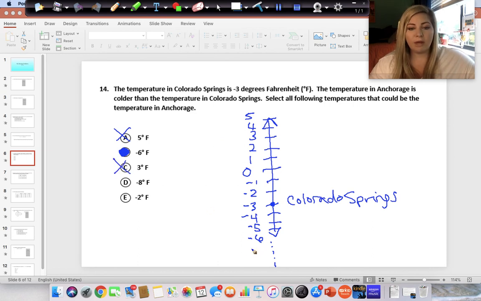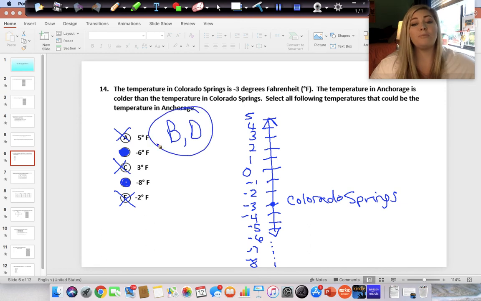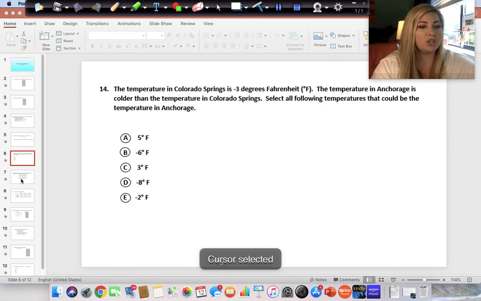-8 is below it if we kept going. -7, -8 would be next. So that is going to be colder than -3. -2 is right above -3, so that's not going to work either. So our answer choices here are B and D. Those are both colder, so therefore they could be the temperatures of Anchorage.